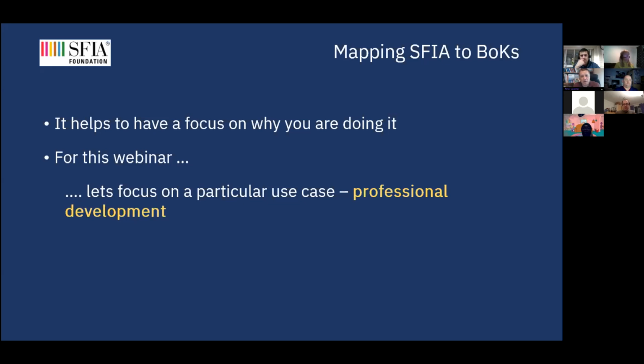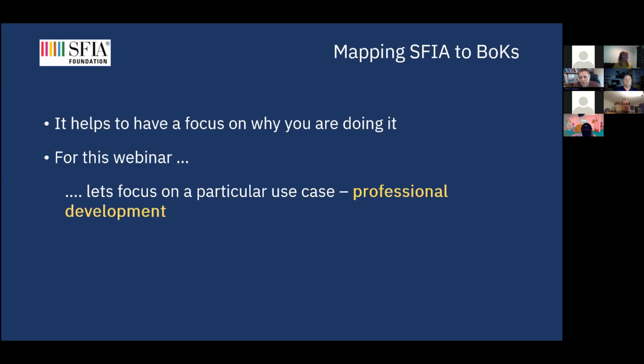And they all have different flavors and different ways of doing things. So what's quite useful, I think, is just to work out why you are doing that mapping, and that helps to bring some focus, because you can map things in lots of different ways. If you think about what exactly you're trying to achieve, then you're more likely to get something useful out of it, rather than it being just an intellectual exercise.